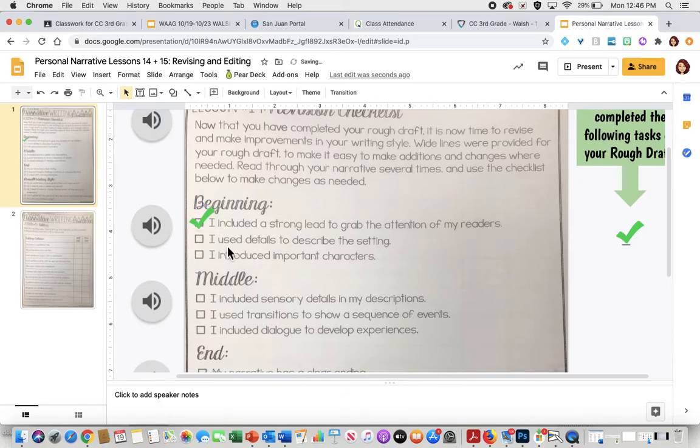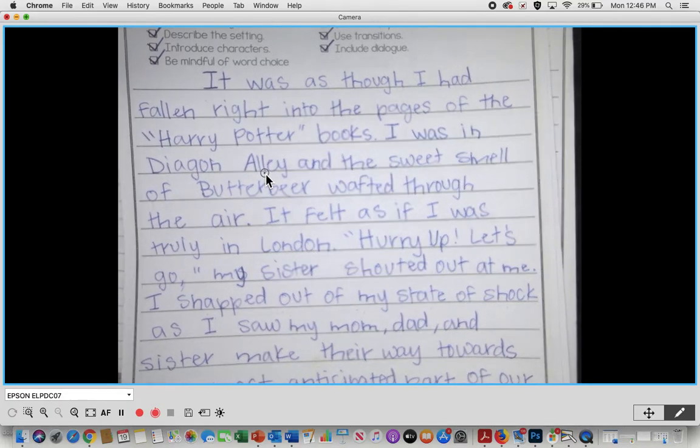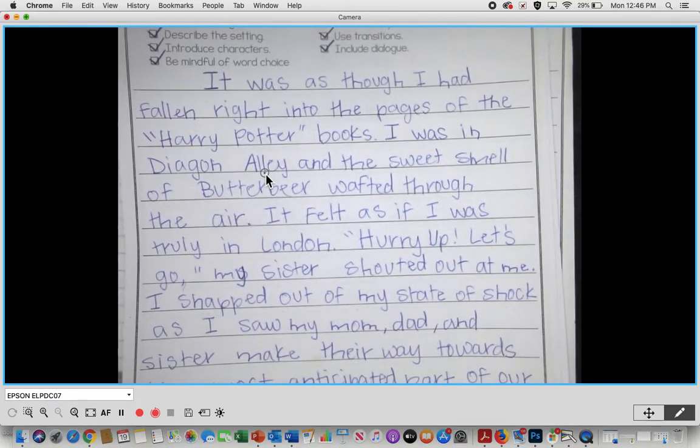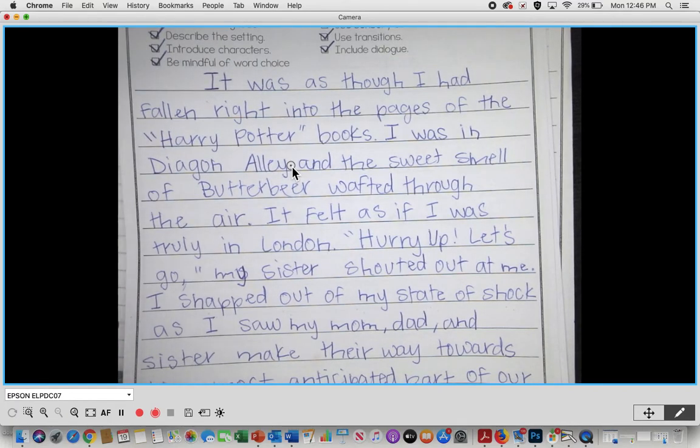Then I have, I used details to describe the setting. Well, I used a lot of details here. I did note when I was looking at this, though, I didn't really specify that I was at Universal Studios in the Harry Potter theme park.